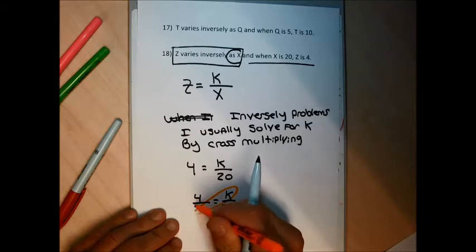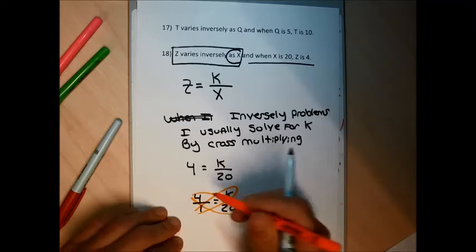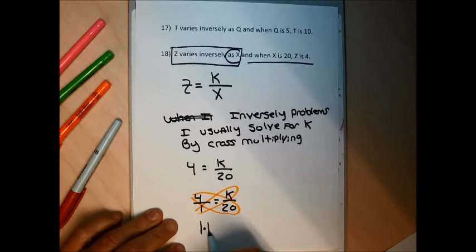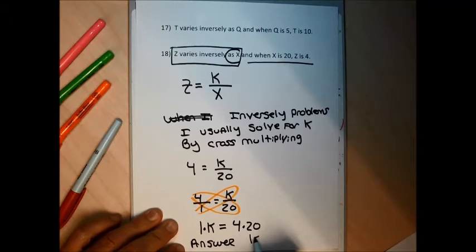I'm going to cross multiply in both directions. When I cross multiply down, I'm going to get 1 times k. When I cross multiply up, I get 4 times 20. My answer for number 18, on the left side, 1 times k leaves me with the k. And on the right side, 4 times 20 gives me an 80.